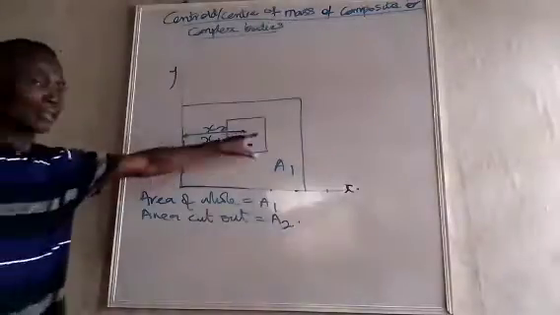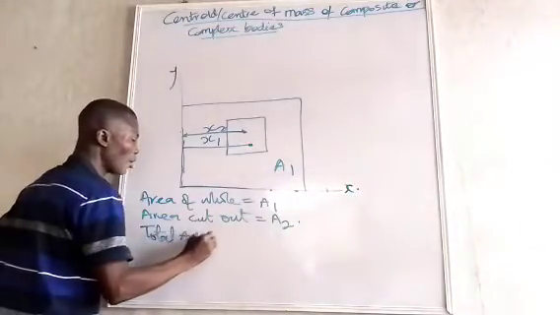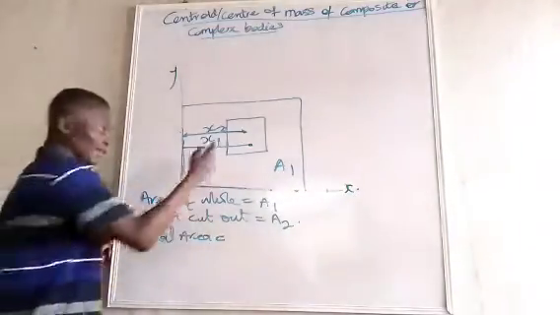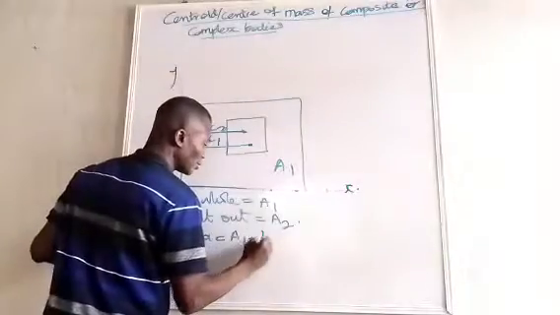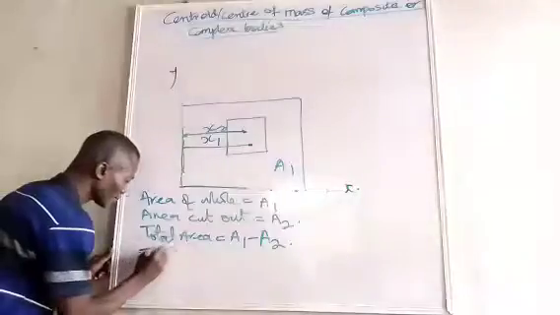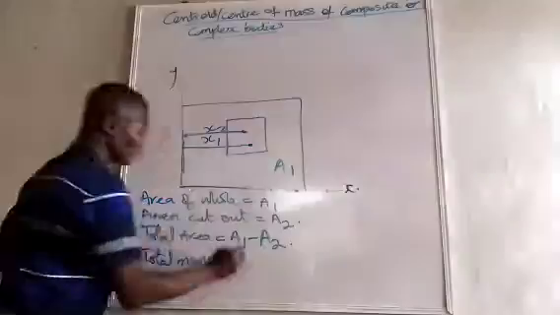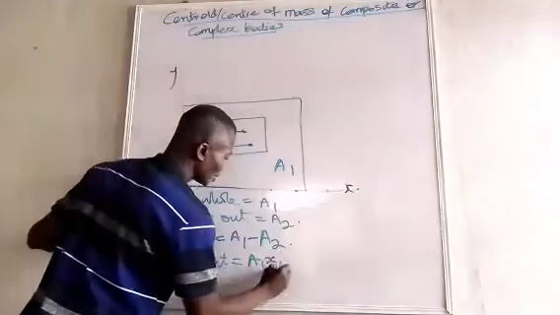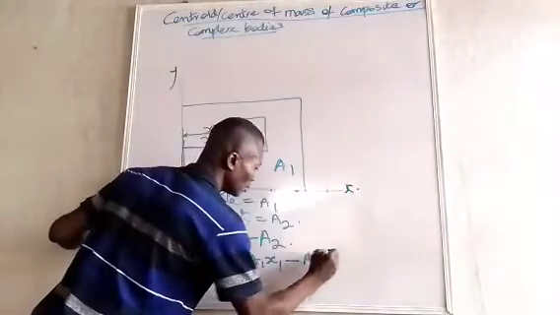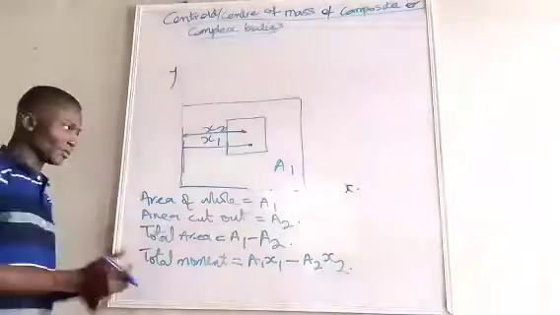So because this one is cut out now, you can see that the total area or mass or volume or whatever is going to be A1 minus A2. Now total moment will be equal to A1 x1 minus A2 x2. You understand now? Minus A2 x2.